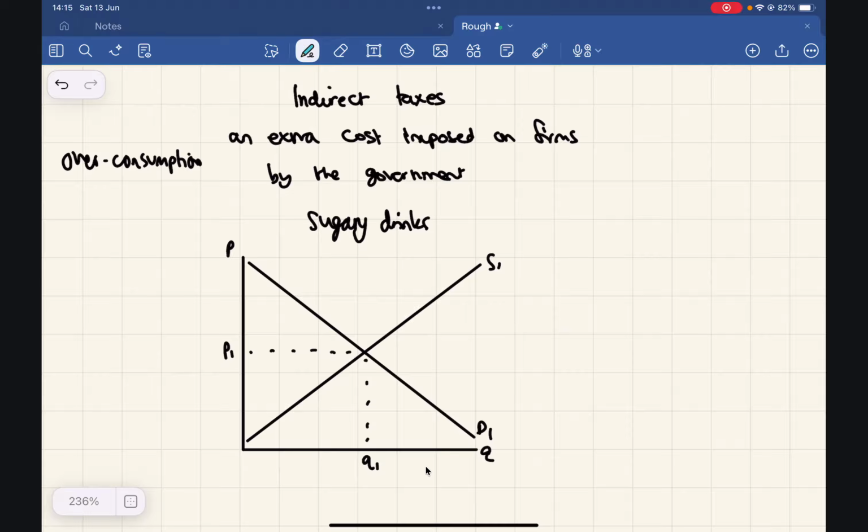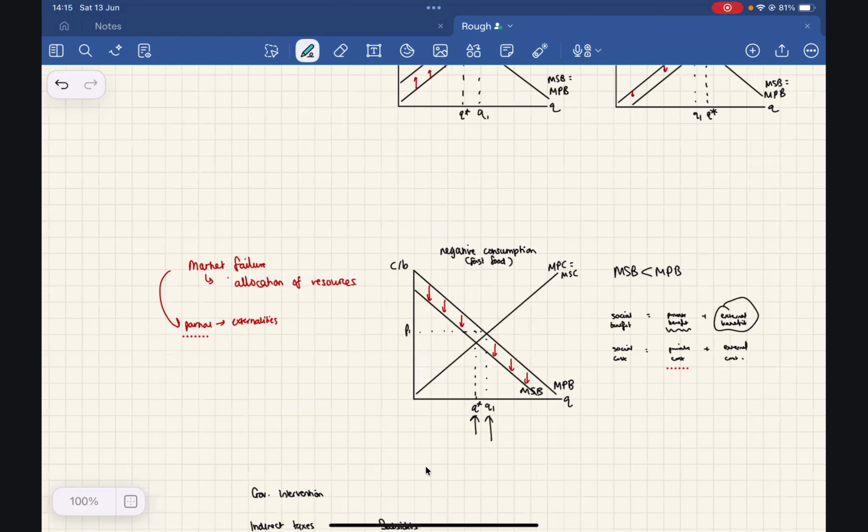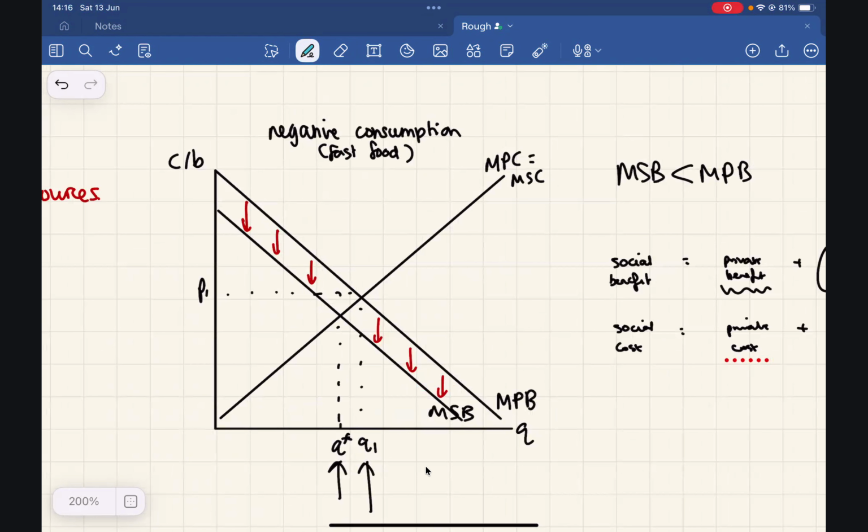They could tax it. If they tax sugary drinks, supply shifts to the left because firms are willing and able to produce less sugary drinks at each price level. New equilibrium is here. What happened to the quantity? The quantity decreased. Perfect. And that is a good thing because we said that there was an overconsumption before.